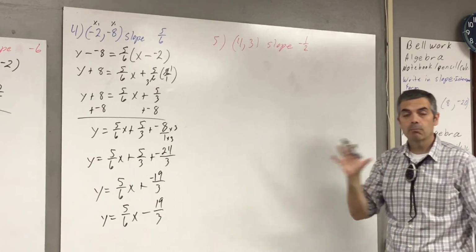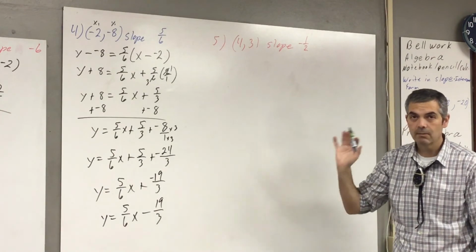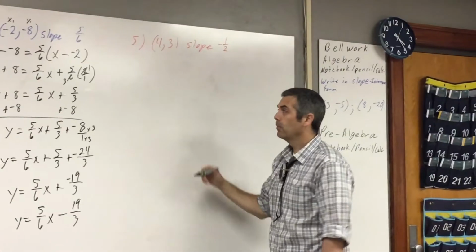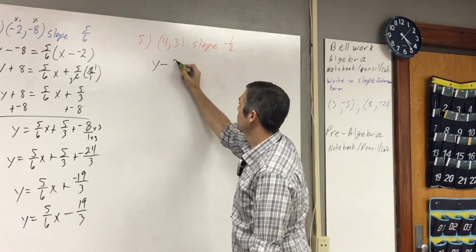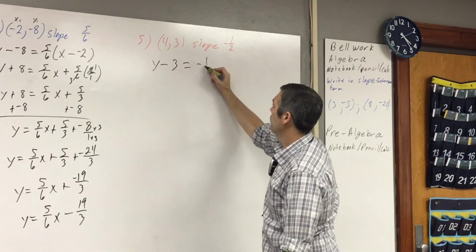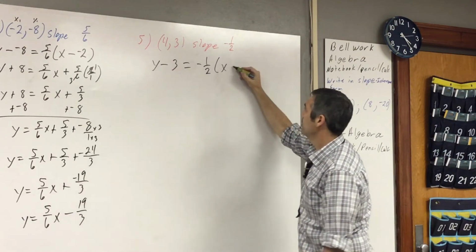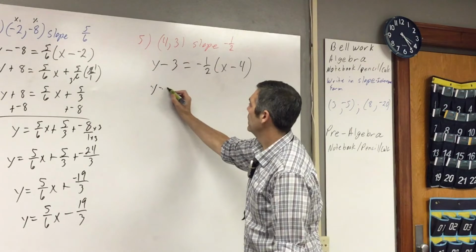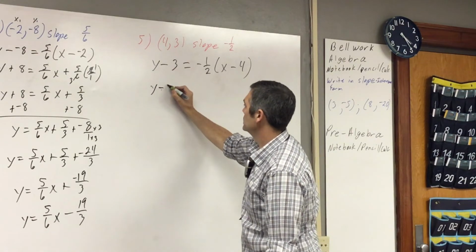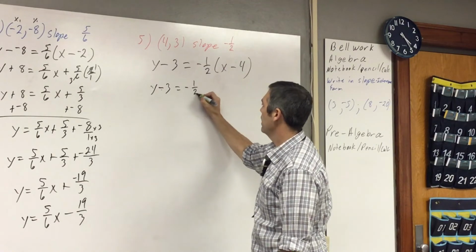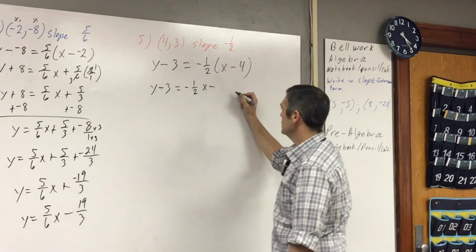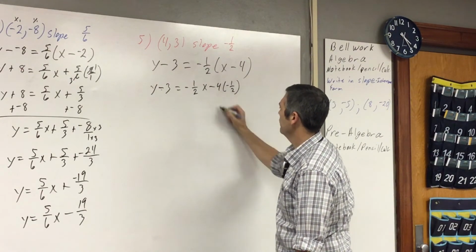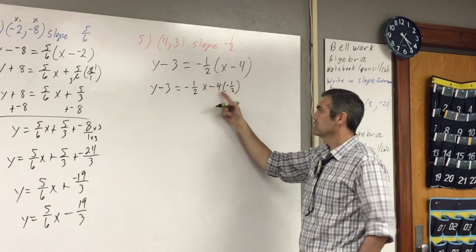But the process, it's the process that you got to see because the process is the same all the way through. You have a point, you have a slope, put it into point slope. Y minus 3 equals negative 1/2, parentheses, x minus 4. Simplify both sides. Y minus 3 equals negative 1/2 x minus 4 times negative 1/2.